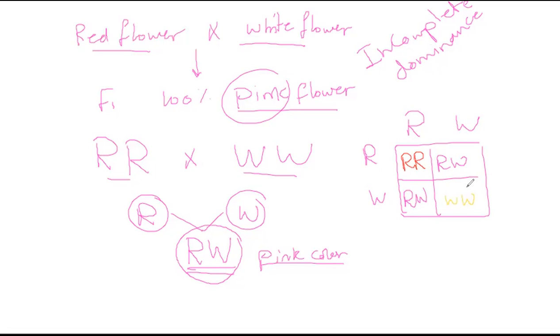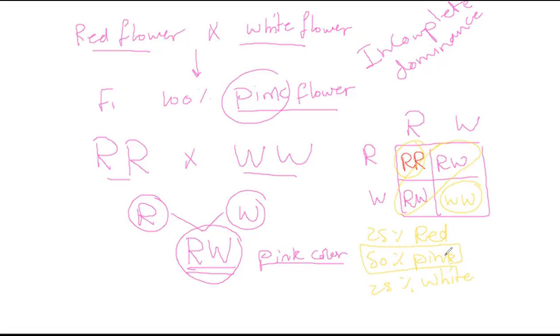In this case, we're going to have three different phenotypes. Just 25% will be red, 50% will be pink, and finally 25% will be white. So what happened here? The heterozygous individual represents a new phenotype, which is not found in the case of Mendel. That's what is meant by incomplete dominance.